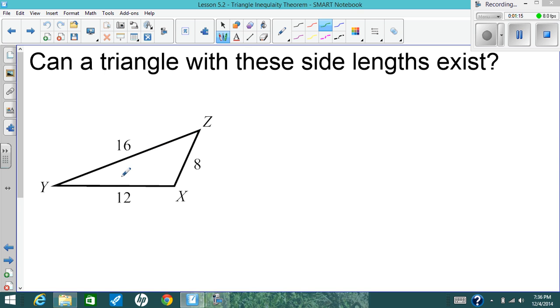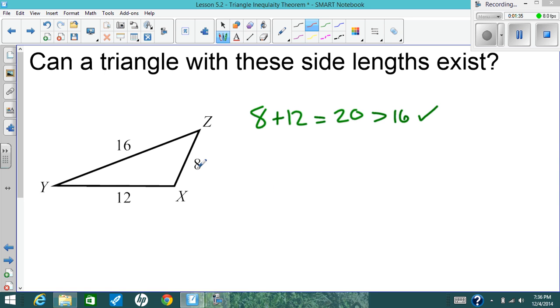So let's do that. We'll pick two sides. I'll pick 8 and 12. 8 and 12 is 20. And then we have to compare that sum to the third side. 20 is greater than 16. So we're good so far.